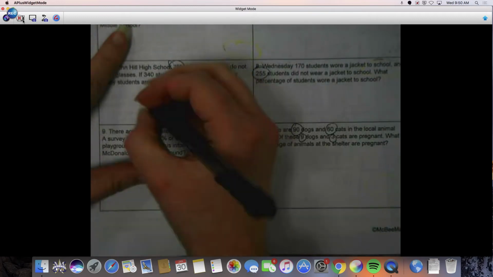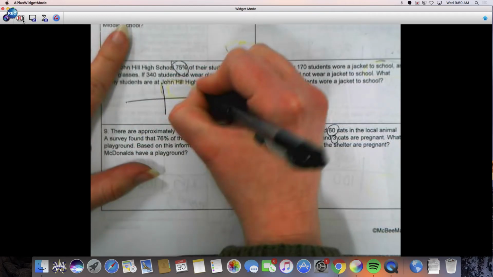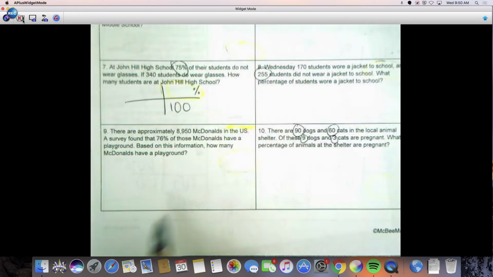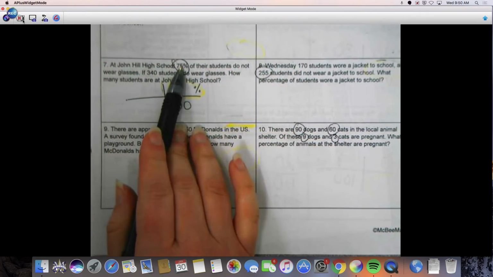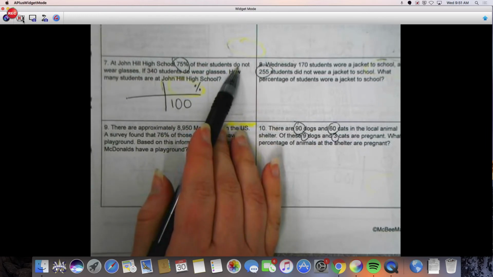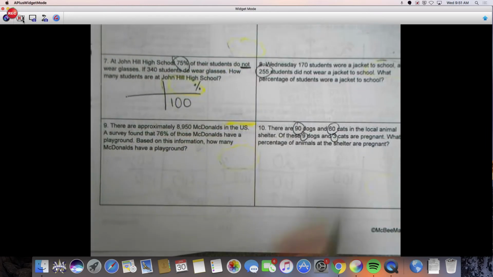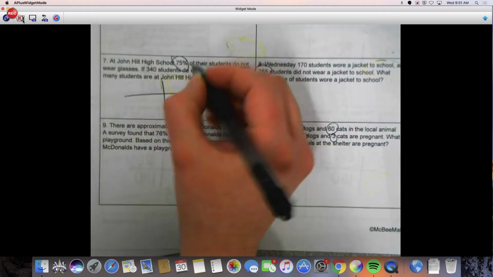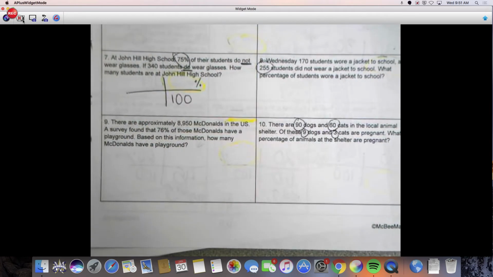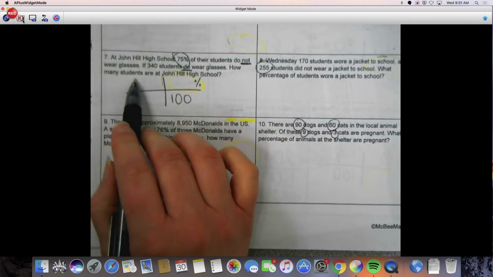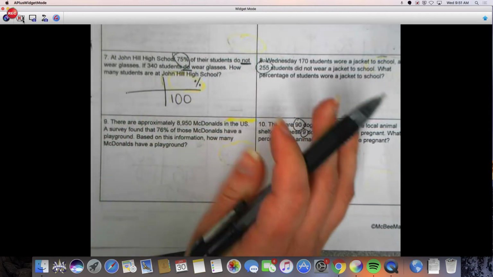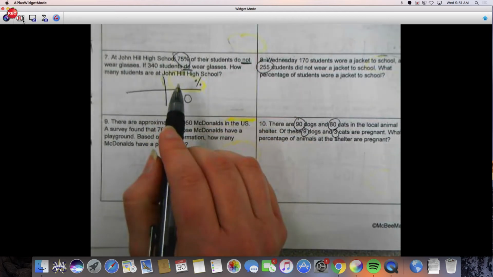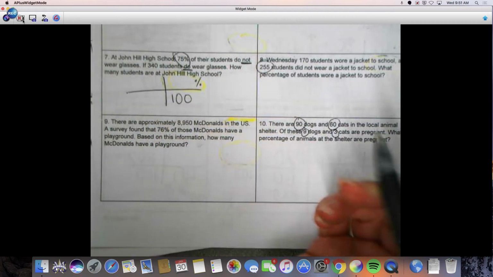Look at number 7 first. Set up our proportion, percent over 100. At John Hill High School, 75% of their students do not wear glasses. If 340 students do wear glasses, how many students are at John Hill High School? Super confusing, right? But let's label what we know, okay?